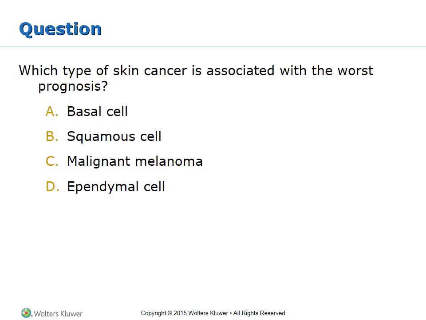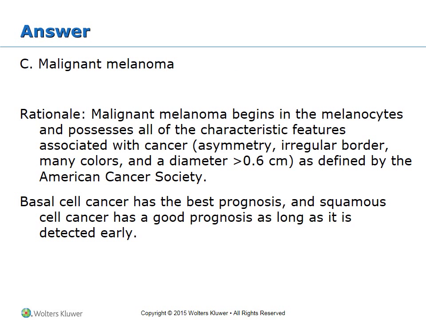So which type of skin cancer is associated with the worst prognosis? I think the answer here should be very obvious to you, and that it's malignant melanoma. Remember that it does tend to metastasize very early. In kind of opposite to that is basal cell carcinoma. It has the best prognosis. Squamous cell has a very good prognosis as long as we detect it early. So, teaching our patients about the A, B, C, D, E, of looking at different skin lesions and moles.